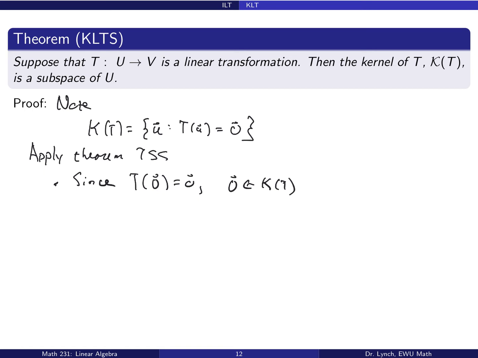Now, of course, it's pretty quick to see that 0 is an element of the kernel because the image of 0 is always 0, right? We know that when T is a linear transformation, the image of 0 is 0.